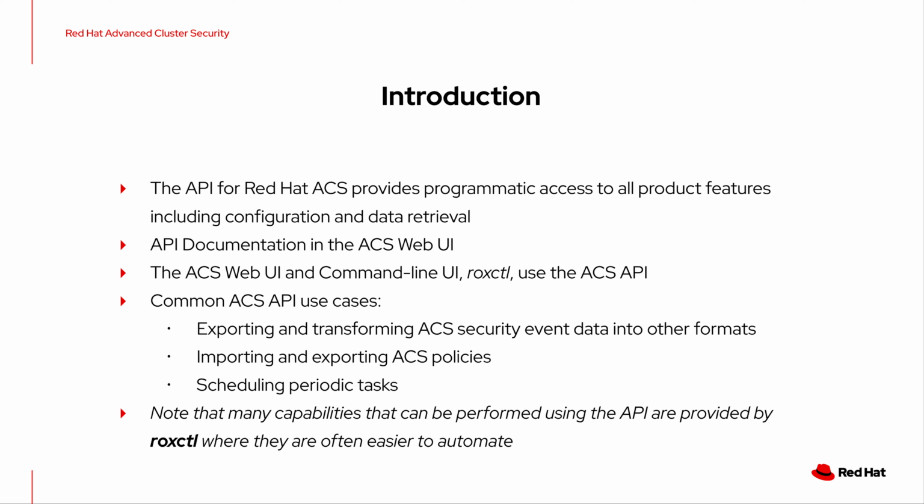So things like compliance scans or scheduled reporting or backups. Although note that most of those use cases can actually be done with the product natively today. And a lot of capabilities like backing up ACS can be performed through roxctl. So there are a lot of cases where using roxctl is the better choice just because it's easier to automate. And what I'm saying is consider carefully whether or not you really need to use the API, which is going to be a little bit more complex than just using something like roxctl to accomplish what you need to do.